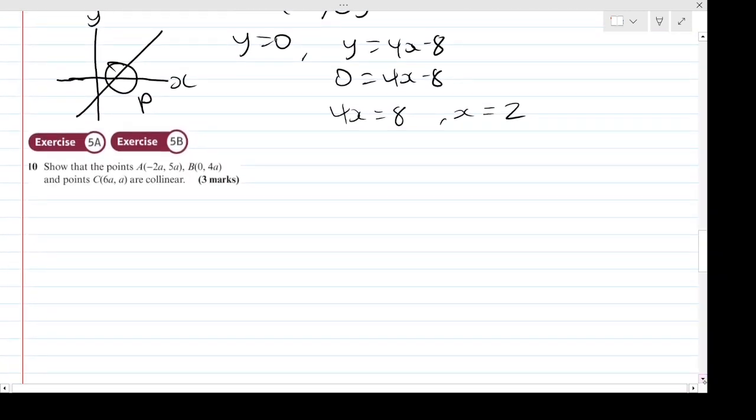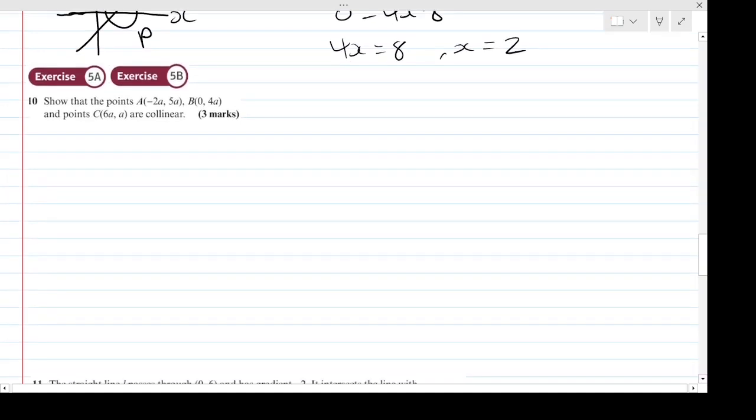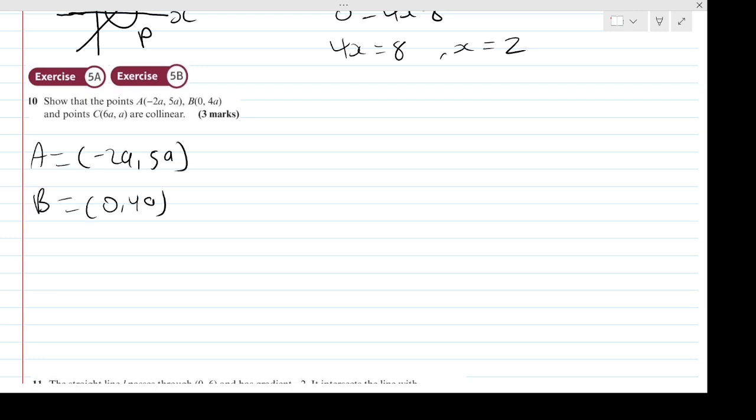Okay, example 505b. Let's have a look at some more detailed questions. This question is quite an interesting one. Show that the points A, which is (-2a, 5a), B, which is (0, 4a), and C, which is (6a, ...), are collinear. That's a special word you might see thrown around at various points. It means all 3 points lie on the same straight line.